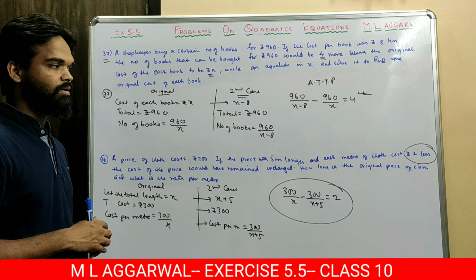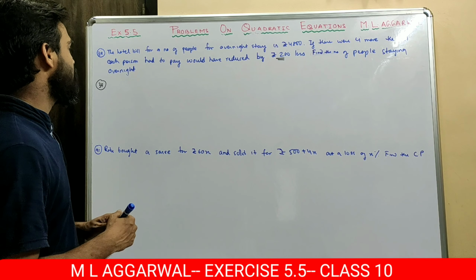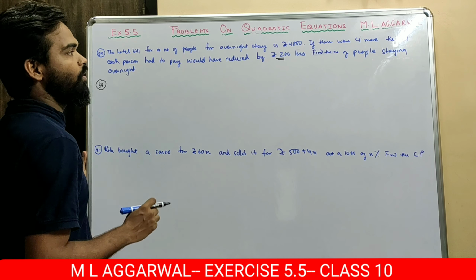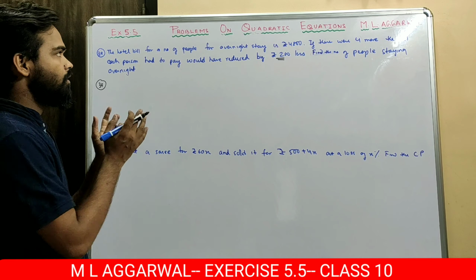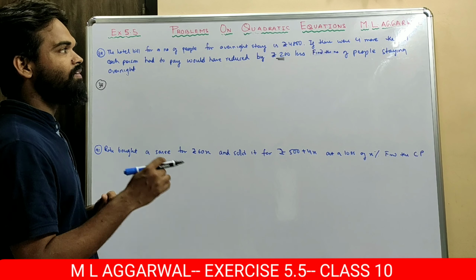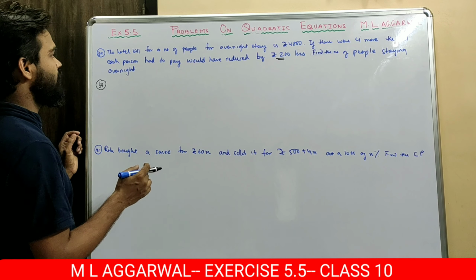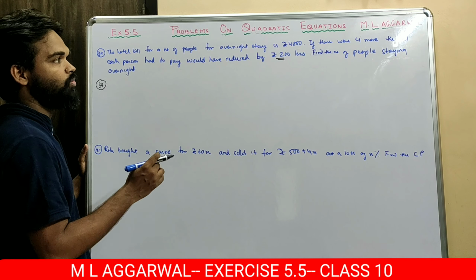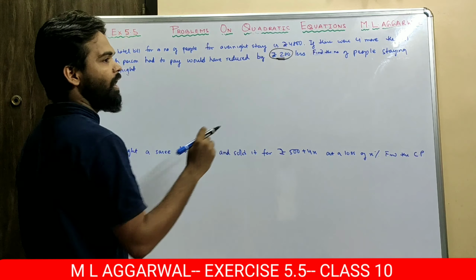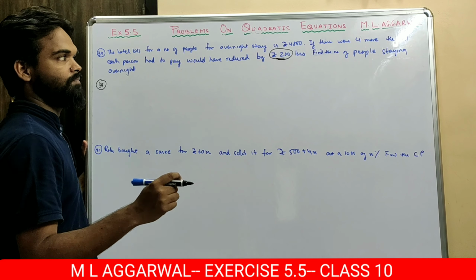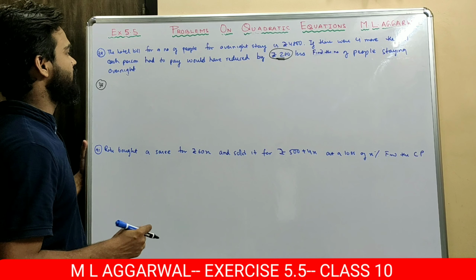Now let us look at the next sum. Now look at sum number 39. The hotel bill for a number of people for overnight stay is rupees 4800. That's the total bill a few people pay. If there were 4 more, the bill each person had to pay would have reduced by rupees 200, which means 200 is the difference in the amount each person pays. Find the number of people staying overnight.